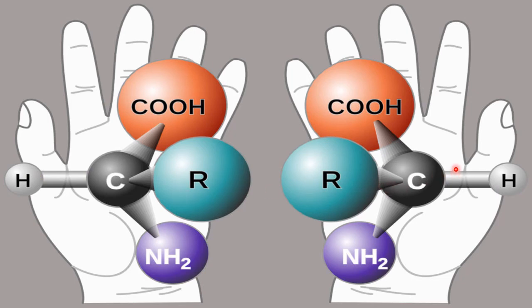How this hand is a mirror image of this hand, in the same way this structure is the mirror image of this structure. So both are having chiral carbon, both will show optical activity. But the problem is both will rotate. Which side, you will see next.